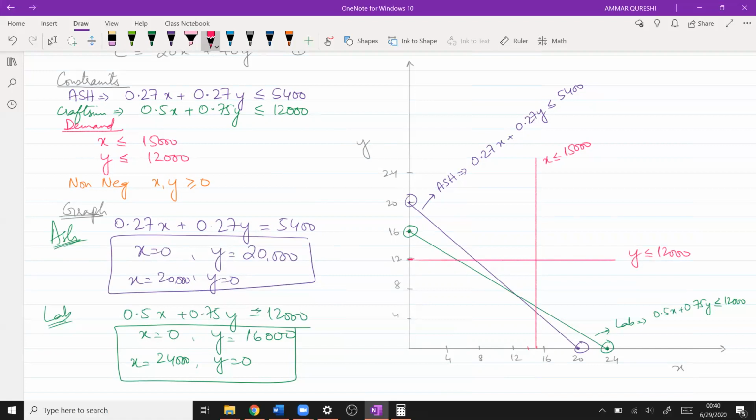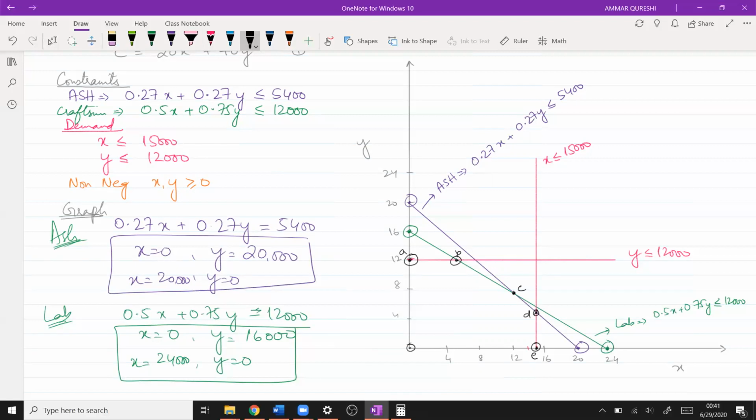So what is the feasible area? Since all constraints are less-than-or-equal constraints, the feasible area will be the area next to the origin, right? So this area is the feasible area. I'm just trying to point out the points: this is point A, this is B, this is C, this is D, and this is E. See, there are 5 points in the feasible area, and this is O, right? So this is basically the feasible area.